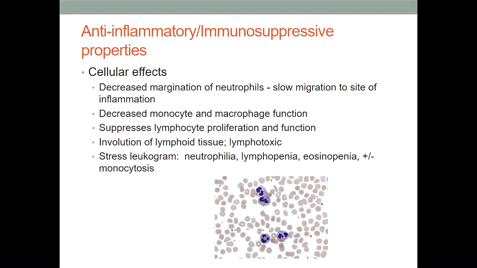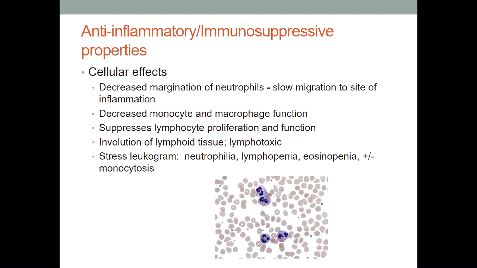The other thing is, you guys have had ClinPath already, right? Are you taking it? Oh, you haven't had it yet. Okay. Well, one of the things that you'll learn in ClinPath is because you decrease the margination of your neutrophils, when you use glucocorticoids, or if you have a disease like Cushing's disease, where you have too many glucocorticoids, you're going to see a neutrophilia, okay? And that doesn't necessarily mean anything except that you're under the influence of glucocorticoids.